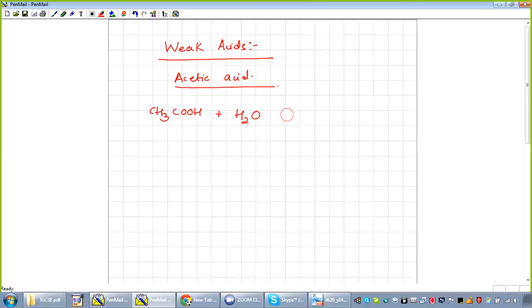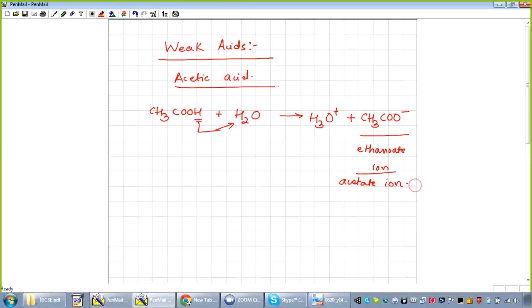They'll combine with water. There is only one H which can form this hydronium ion. So that is going to become H3O plus, and the remaining part is going to be CH3COO, single negative ion. This is known as ethanoate ion or acetate ion. Okay, now this is a weak acid.